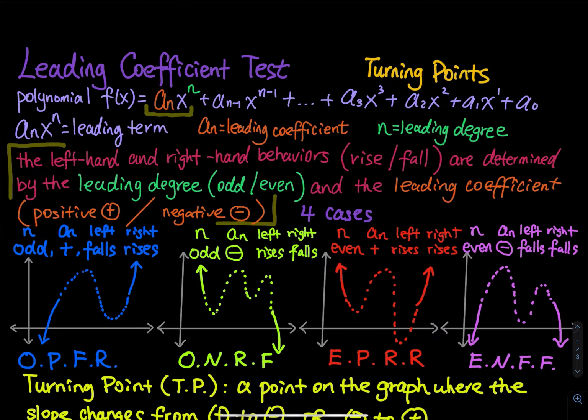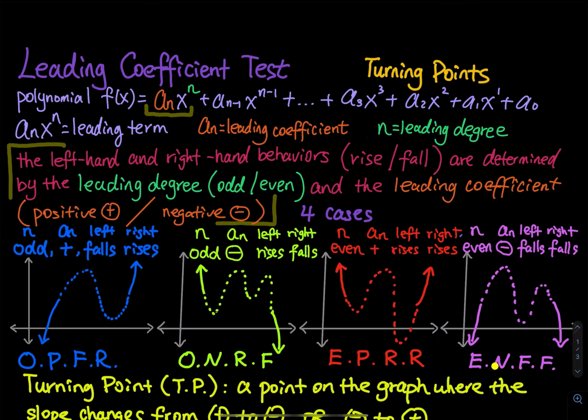And then the third case, when the leading degree is even. When the leading degree is even and the leading coefficient is positive, the function rises to the left and rises to the right. To make this short, EPRR. Leading degree is even, leading coefficient is positive, rises to the left, rises to the right. And then the last case is when the leading degree is even and the leading coefficient is negative, the function falls to the left and falls to the right.